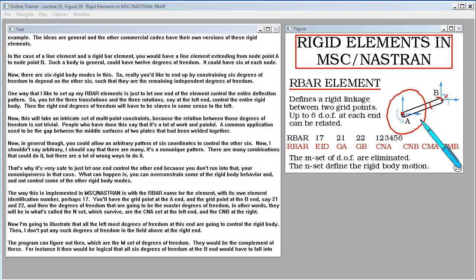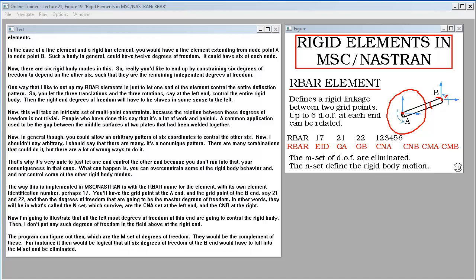Now, in general, though, you could allow an arbitrary pattern of 6 coordinates to control the other 6. Now, I shouldn't say arbitrary. I should say that there are many, it's a non-unique pattern. There are many combinations that could do it, but there are a lot of wrong ways to do it. That's why it's very safe to just let one end control the other end, because you don't run into that non-uniqueness in that case. What can happen is you can over-constrain some of the rigid body behavior and not control some of the other rigid body modes.